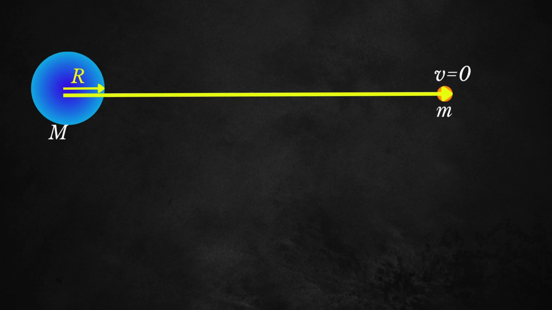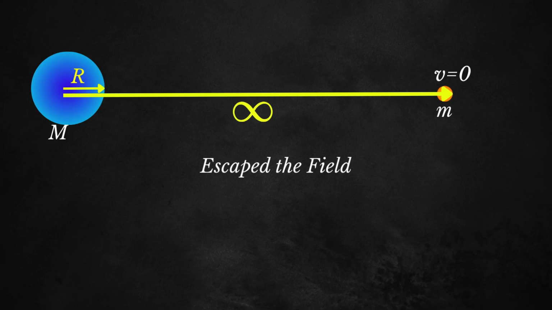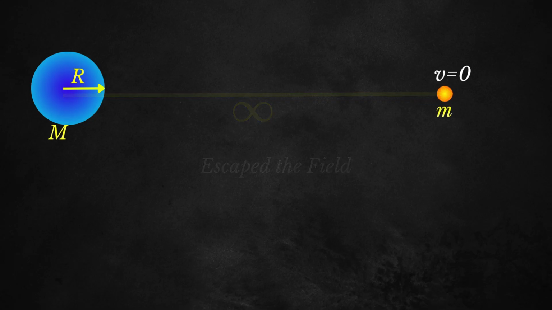As the projectile escapes, it moves infinitely far away. At infinity, its speed has reduced to zero. It doesn't fall back because at infinite distance, the gravitational pull of the planet is negligible.